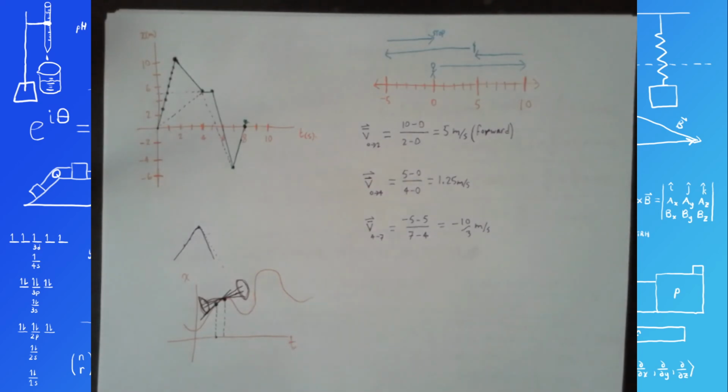Instantaneous velocity at a given moment is the slope of the graph at that moment. And if it's not a straight line graph, you just draw a straight line that grazes the graph at that point and calculate the slope of that.